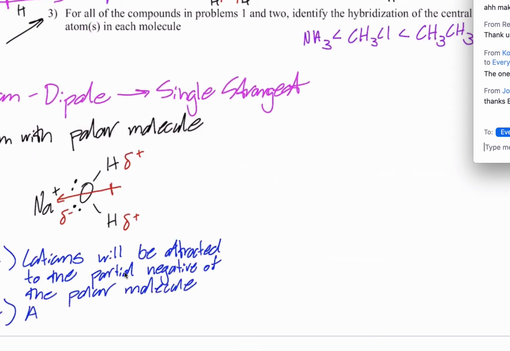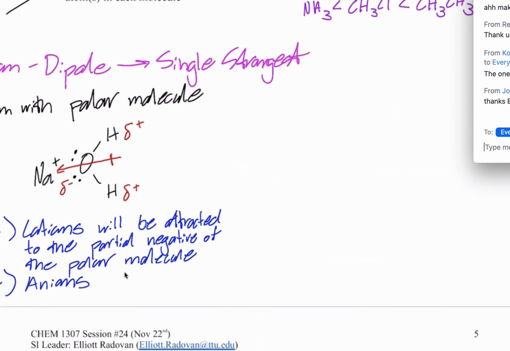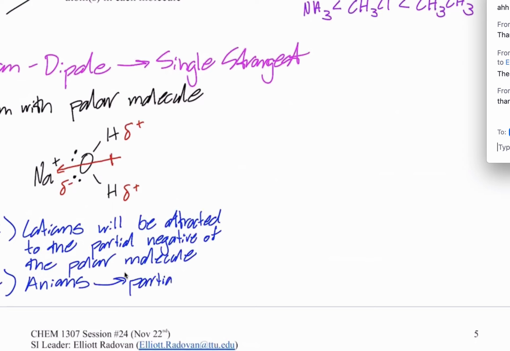And secondly, if we're talking about anions, those are going to be attracted to the partial positive. So if I had my Cl minus right there, that's going to be very attracted to the partial positive hydrogens on both ends because the Cl is a minus and opposites attract. Okay, so that is ion dipole.